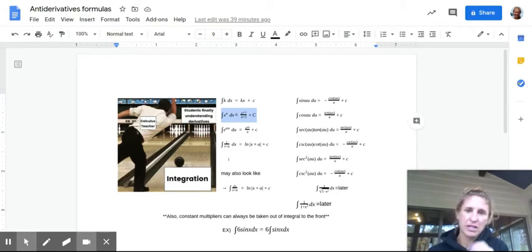When we're given one of these problems with these integrals or antiderivatives, we're trying to figure out what came before: the derivative of what gets us to the thing that they gave us.